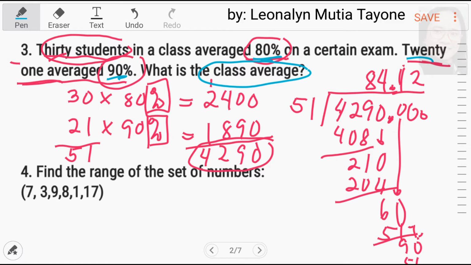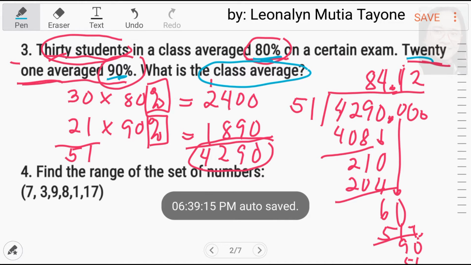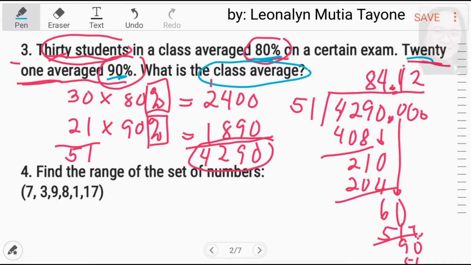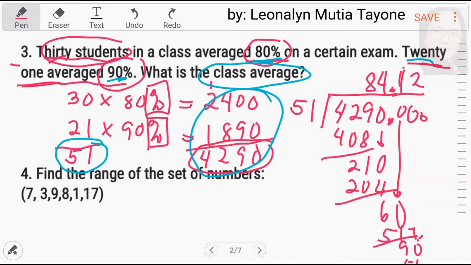Kaya, minomultiply natin. 80% times yung 30, 2,400. Nag-ignore lang tayo sa percentage sign kasi pareho lang din naman ang lalabas niyan. 90% times yung 21, that is 1,890. Tapos, i-add natin yan sila. So, ang total niyan ay 4,290, at i-divide kung ilan sila lahat. Yan yung average. So, 4,290 divided by 51, nandito tayo. Ang answer diyan ay 84 or 84.1.